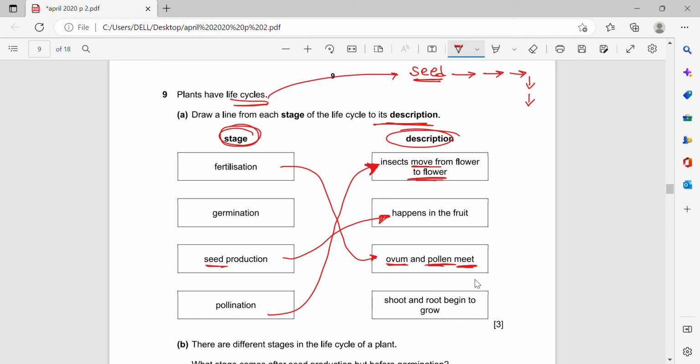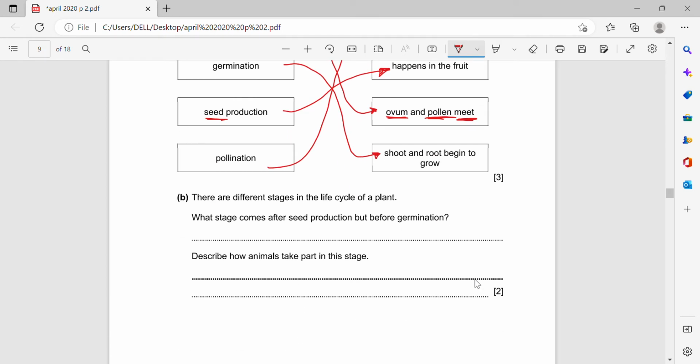Shoot and root begin to grow. This is the germination stage. There are different stages in the life cycle of a plant. What stage comes after seed production but before germination?